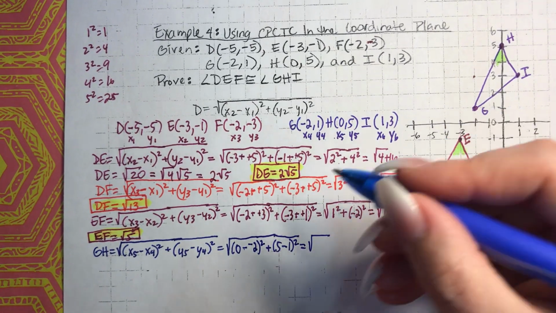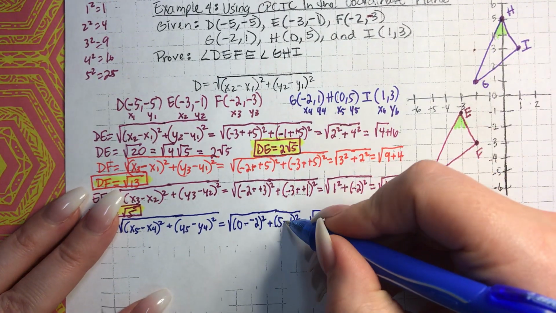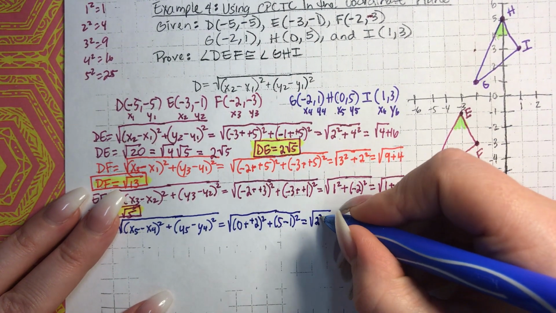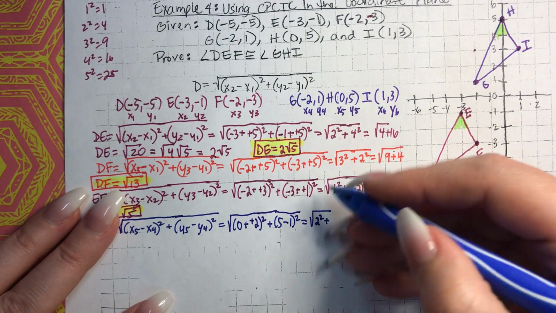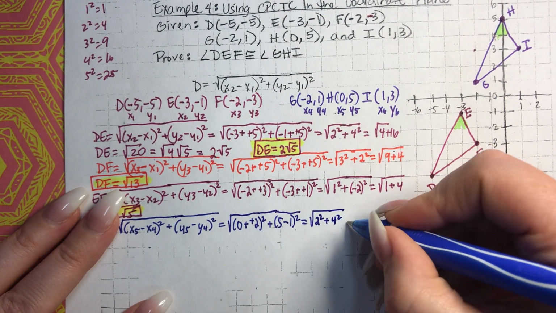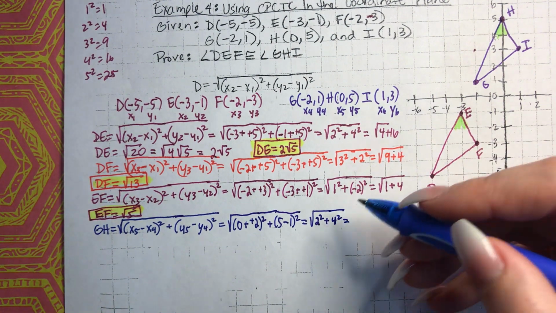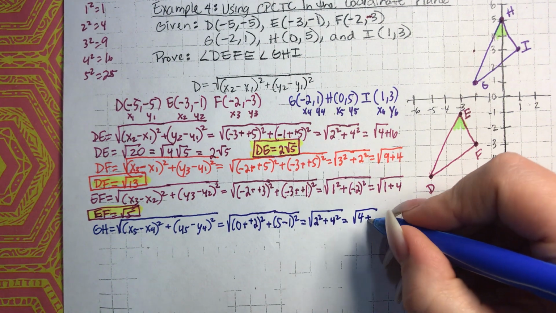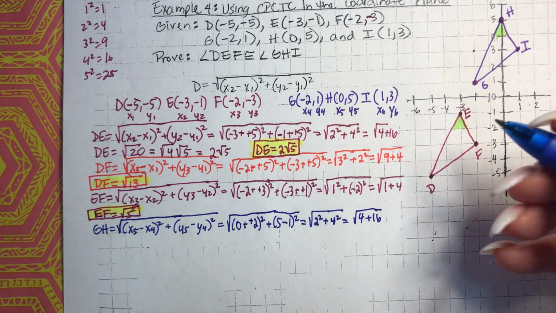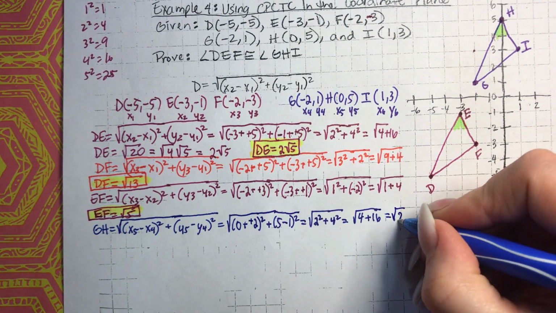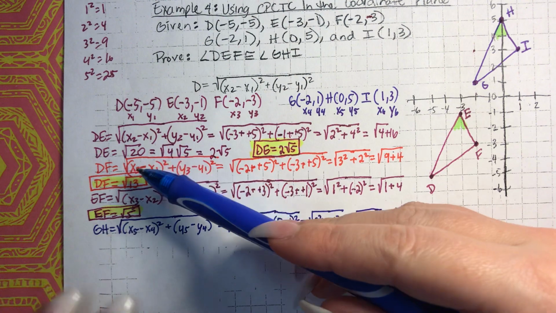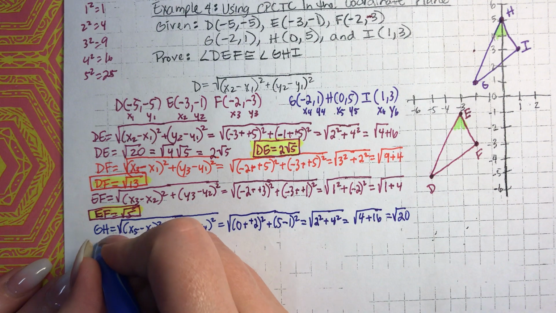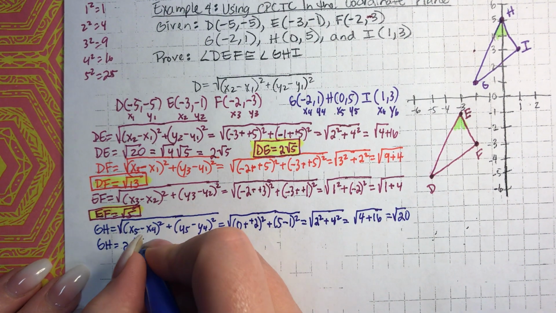Those become positive, and then, yeah. So 0 plus 2 is just 2, 2 squared. Plus 5 minus 1 is 4, 4 squared. Which ends up being 2 squared, 2 times 2 is 4. 4 squared, 4 times 4 is 16. That ends up being square root of 20, right? And we already did the work up here, so we know that the square root of 20 is the same thing as 2 square roots of 5. So I'm just going to say GH is equal to 2 square roots of 5.